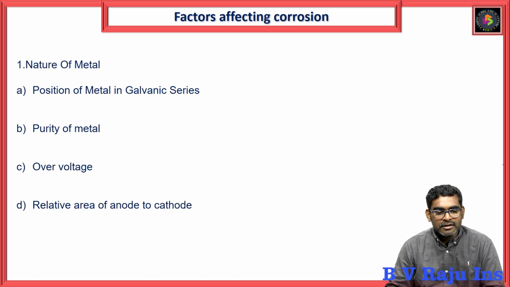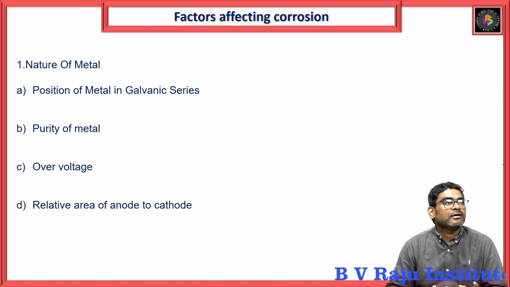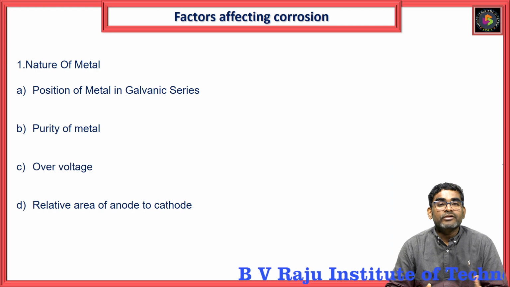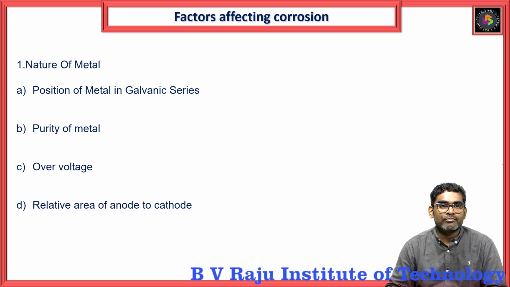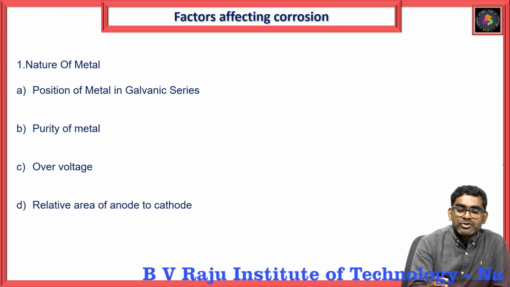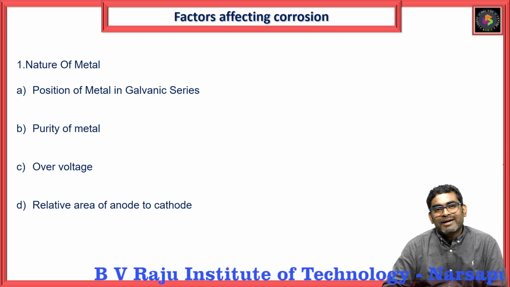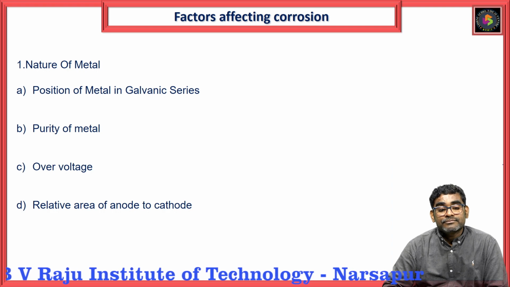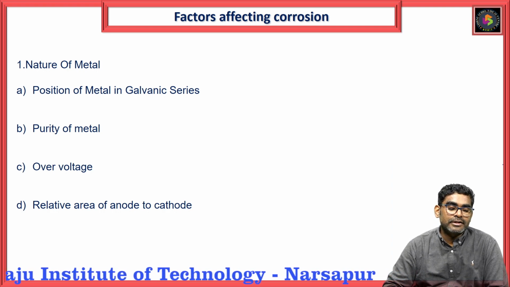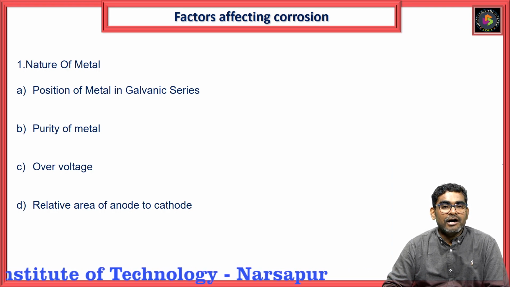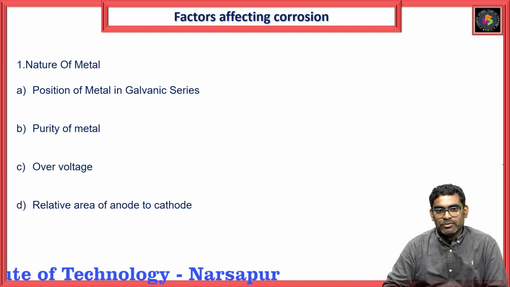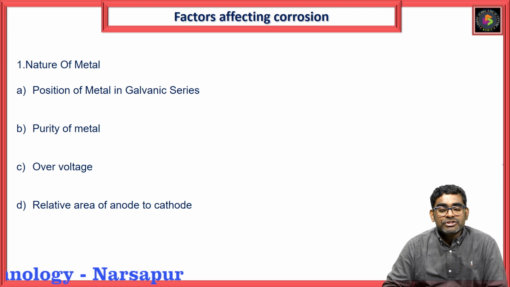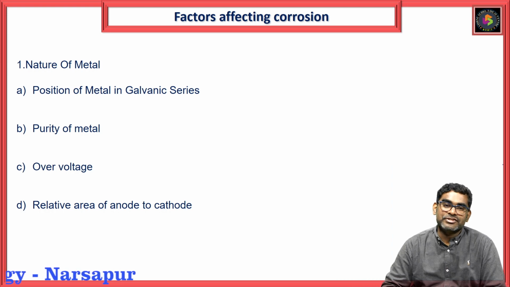In nature of metal, there are several features that influence it. The first one is the position of metal in the galvanic series, then purity of the metal, then overvoltage of the metal, and relative area of anode to cathode. Okay, so let us go in detail one by one. First, position of metal in the galvanic series.